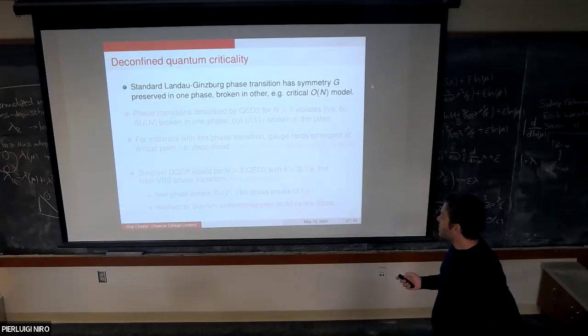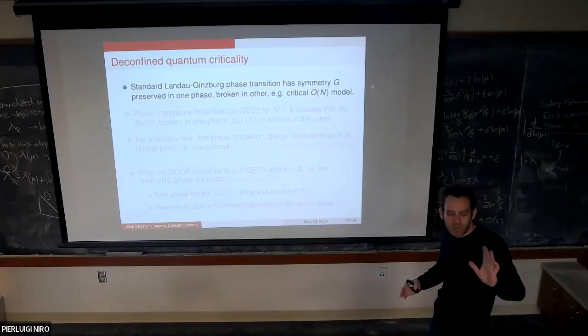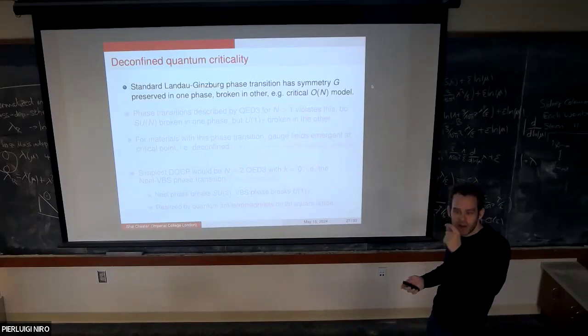In standard Landau-Ginzburg phase transitions, the story is that you have some symmetry G, which is preserved in one phase and then broken in the other. So for instance, the Wilson-Fisher model describes such phase transitions. You have a phase that preserves O(N), another phase that breaks O(N), and then a CFT in the middle.